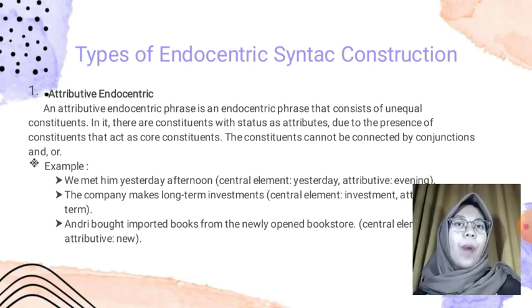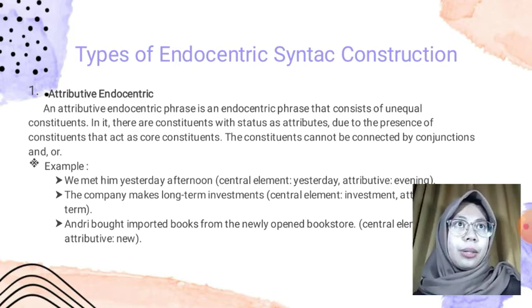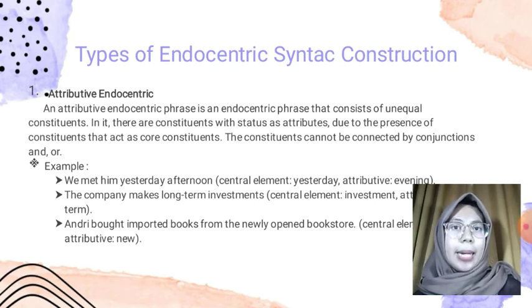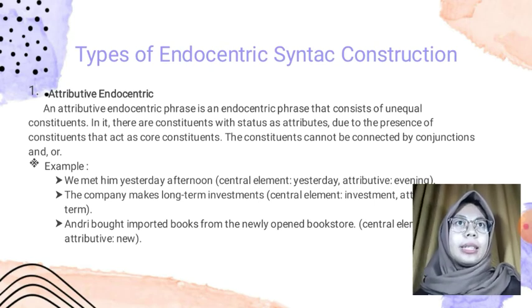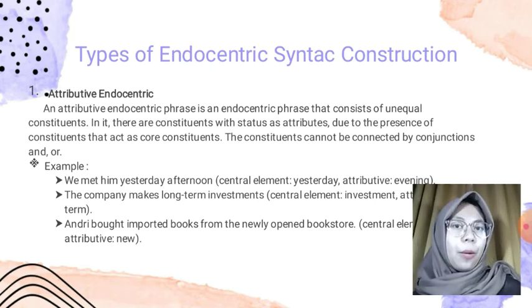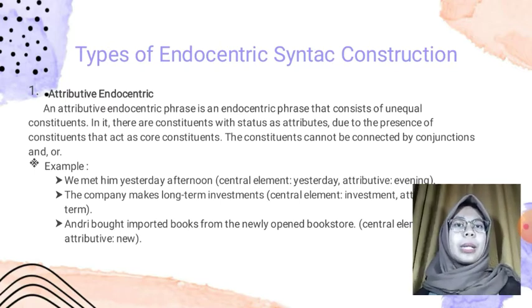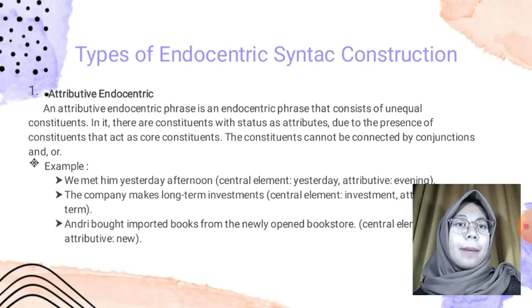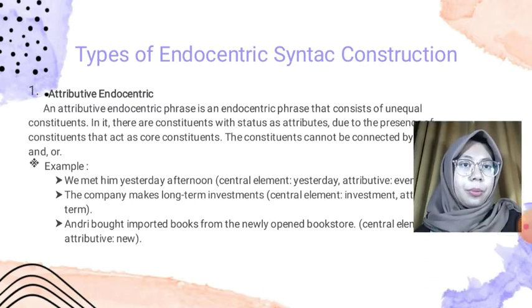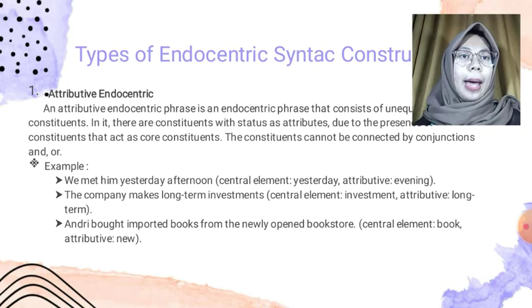This type of endocentric pair consists of a central element and an attribute. The attribute element is an element that explains the central element so that the pair is more meaningful. So, the first example is: We met him yesterday afternoon. So, the central element is yesterday and the attributive is afternoon.